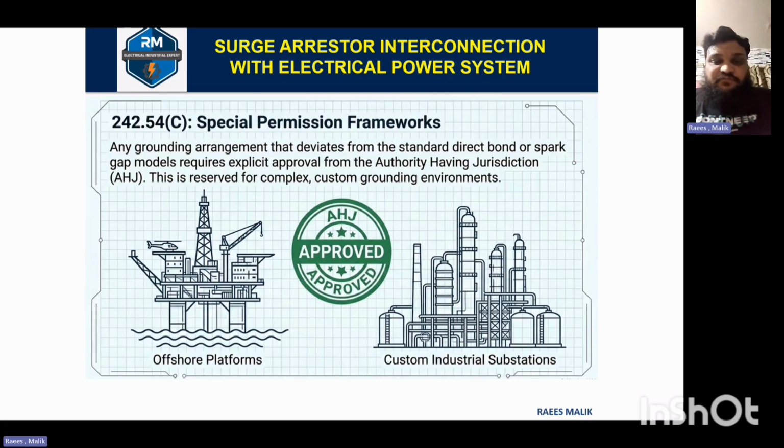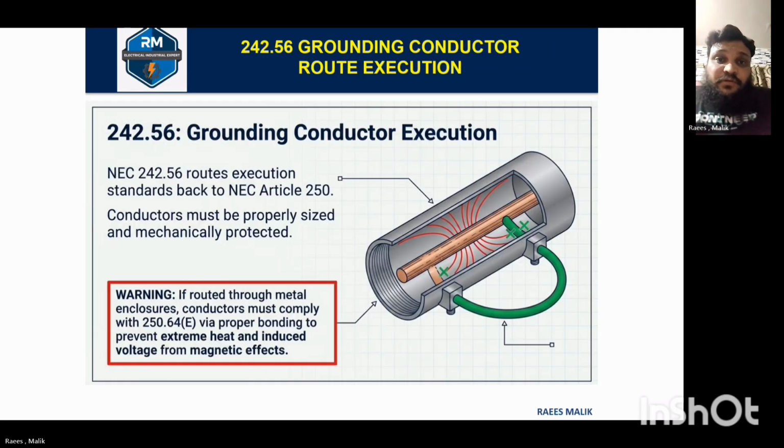custom industrial substations. So accordingly, when the neutral wire is connected or encapsulated in the metal conduits, it should always follow the standard of Article 250, and the conductor must be properly sized and mechanically protected. So as per 250.64, bonding prevents extreme heat and induced voltage from the magnetic effect and protects the grounding conductor and the system.